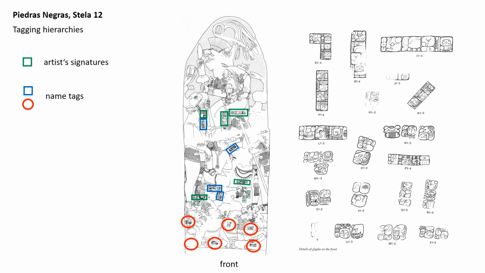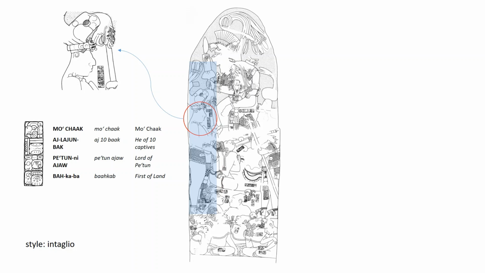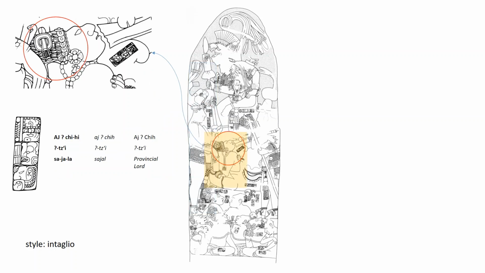I give you the exemplary transliteration here. This is the guy who helped the king to defeat this neighboring site. He's got a personal name. He's got here a title saying that he's one of the captives. He's a lord of Petun, which is a site south of Piedras Negras, and he's also got a land title here, first of land. And you see here this text field is sunken into the relief. And the king, the guy who got defeated, has also a sunken text field here, and he's a Sahal. This is a provincial lord, subordinate to the defeated king.